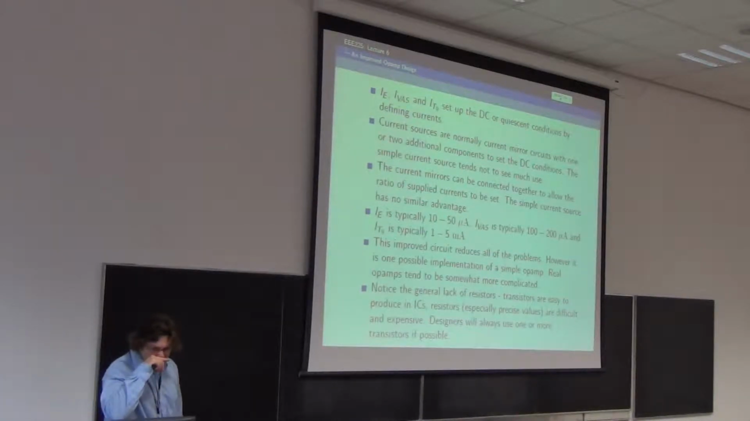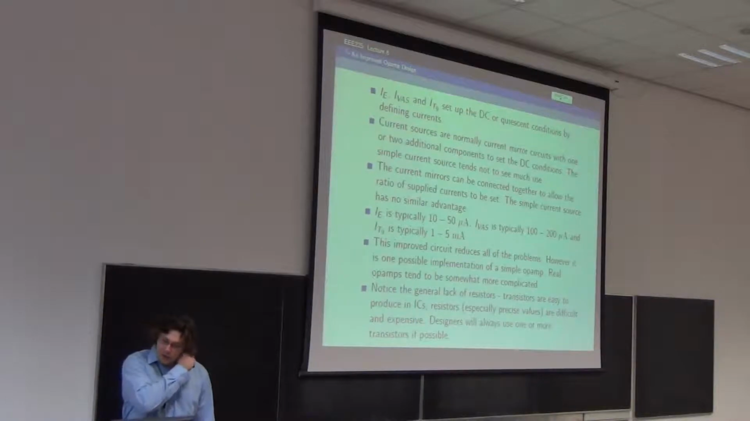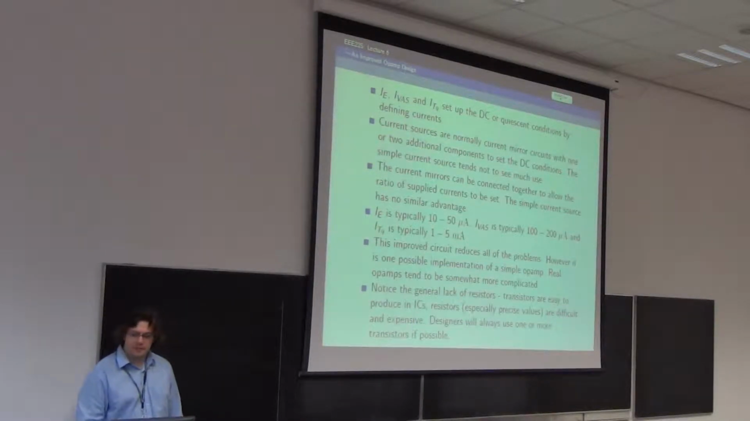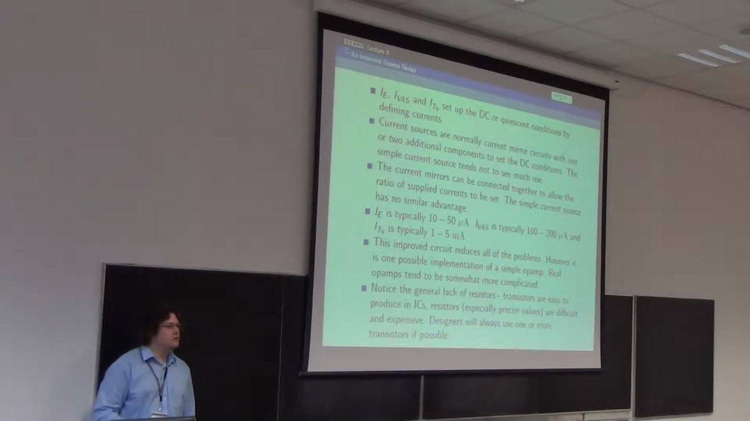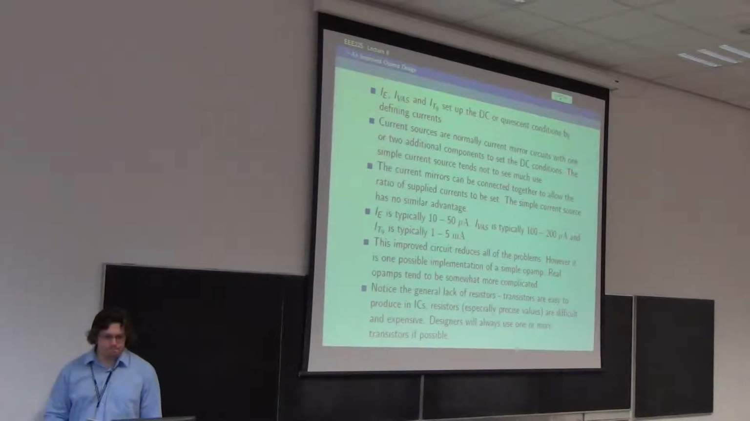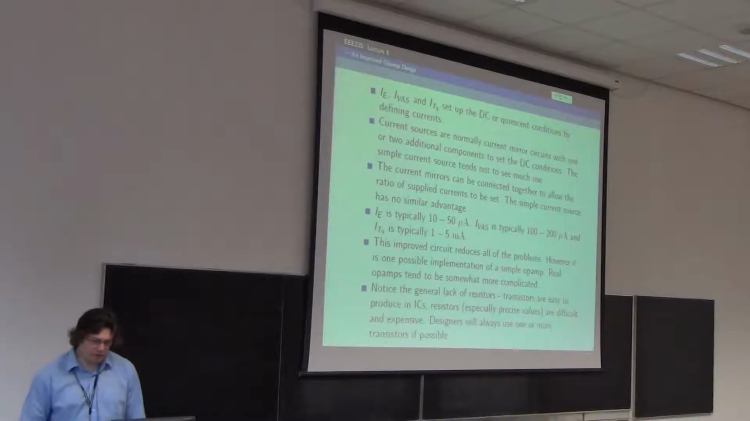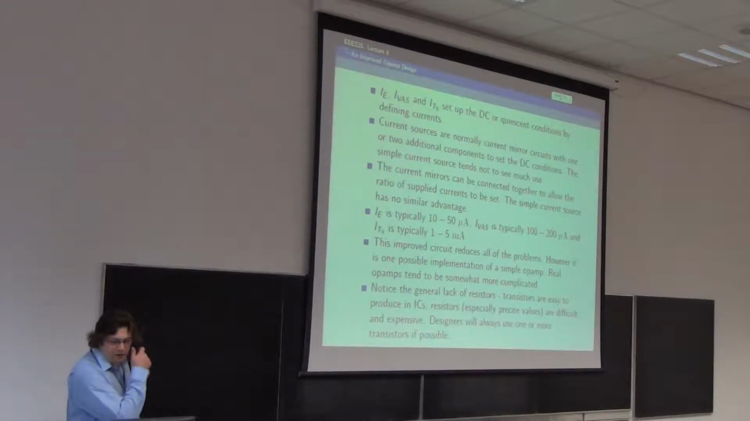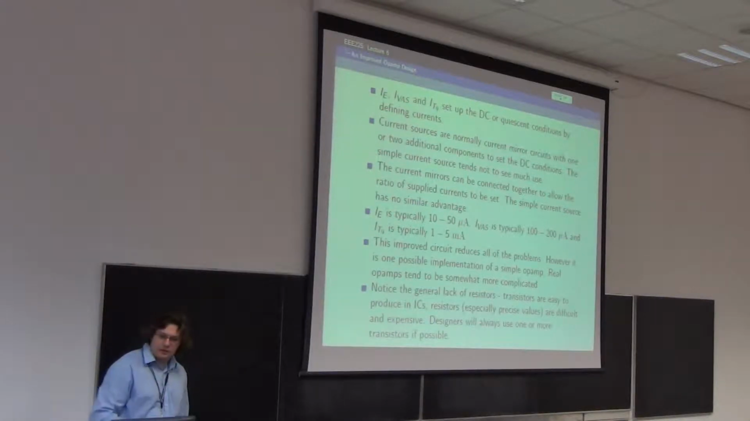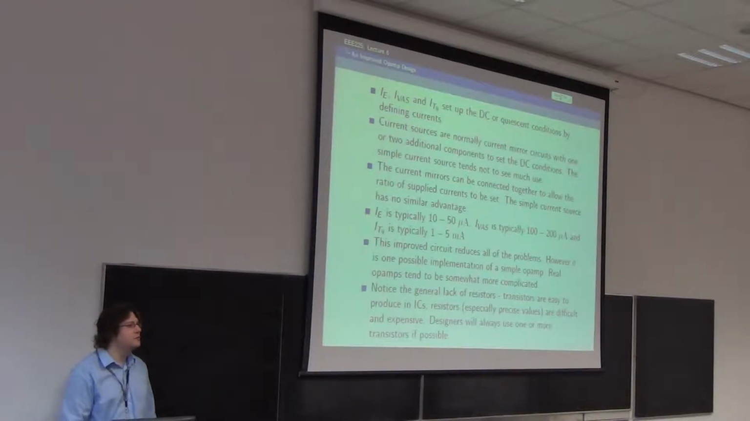So, mirrors can be connected together on point number 3. Mirrors can be connected together to allow the ratio of supplied currents to be set, and the simple current source doesn't allow you to do this. IE is typically 10 to 50 microamps, and IVS is typically about 10 times that, or perhaps a little less, and IT9 is a few milliamps.